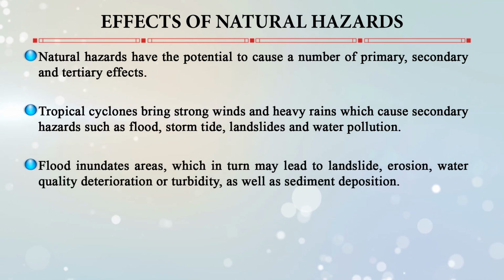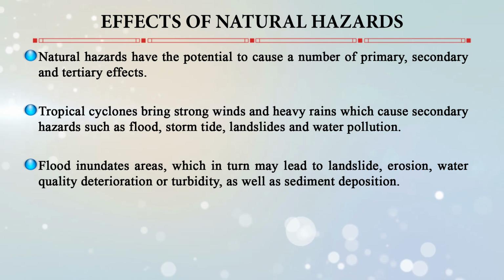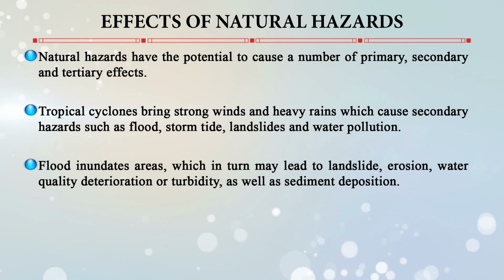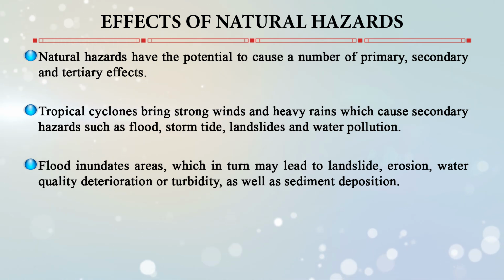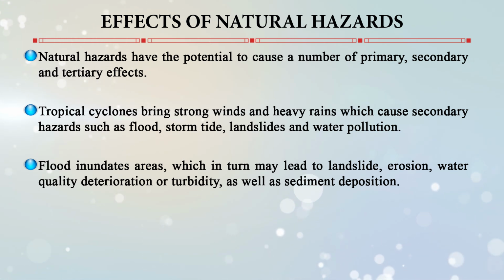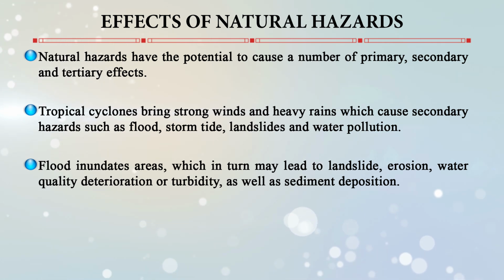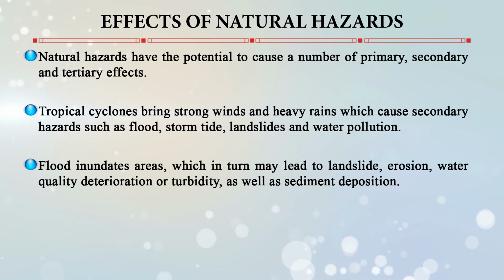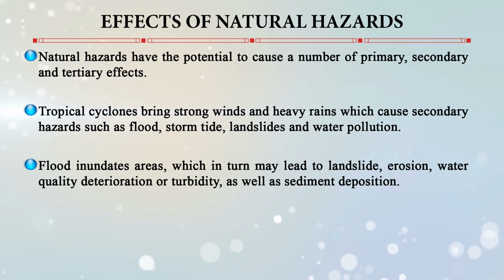Now, if we take flood as an example, this can inundate areas, and can in turn lead to landslides, to erosions, to water quality deterioration and the turbidity of the waters. Turbidity means that the water, which normally is transparent, appears turbid. So, the light penetration will not be there and it appears as a muddled liquid, as well as sediment deposition. So, just due to one flood you may have all these environmental quality deterioration and problems.